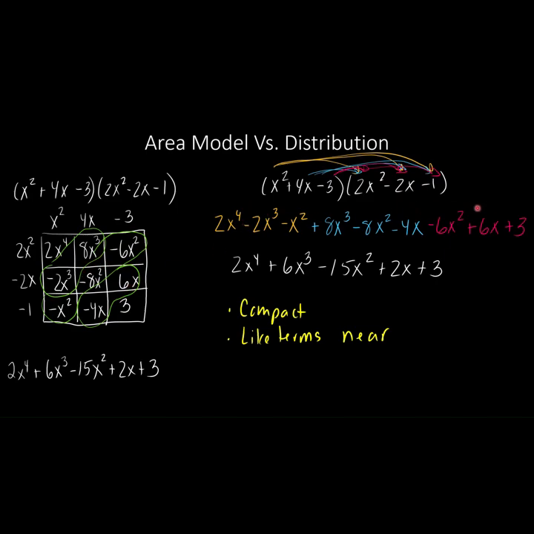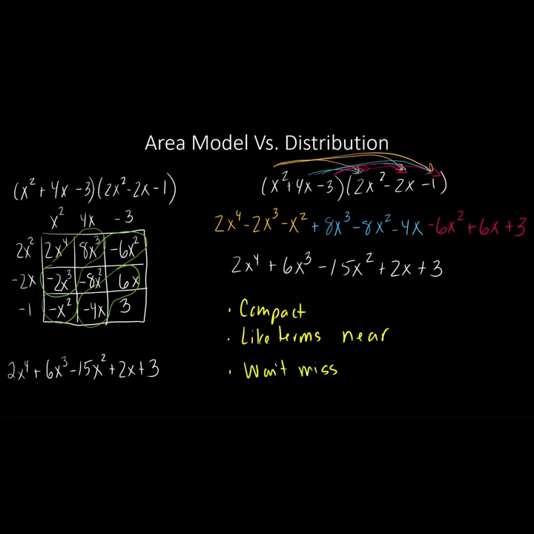In your distribution, your like terms are scattered throughout the different chunks of your multiplication. So here I've got an x squared, and then I have another x squared, another x squared. And you have to really make sure that you're scanning the entire line to make sure that you're not missing any.